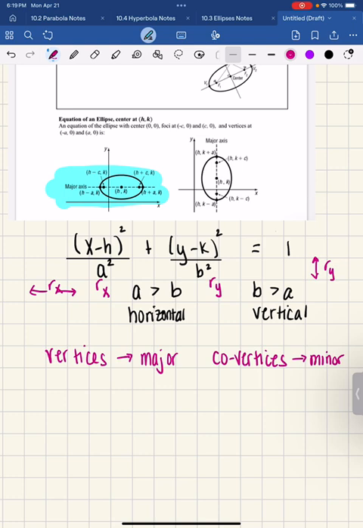So in a horizontal ellipse, the major axis is going to be x. And in a vertical ellipse, the major axis is going to be y. So you're either major or you're minor, and you're either parallel to x or you're parallel to y. So in this first picture, x is the major axis, and y would be minor. And then in the vertical ellipse, parallel to y would be major, and parallel to x would be minor.